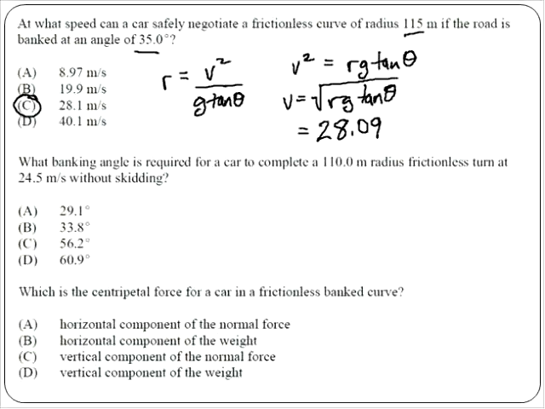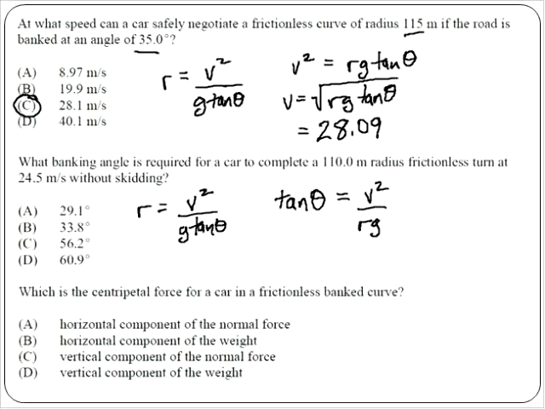What banking angle would be required? So this time, it's the same formula, straight off the formula sheet. But this time they ask you for banking angle. So I would rearrange that equation like this. This time tan theta equals V squared over RG. That's the rearrangement of the formula. V squared over RG, or GR, whichever way you want to write it, doesn't really matter.